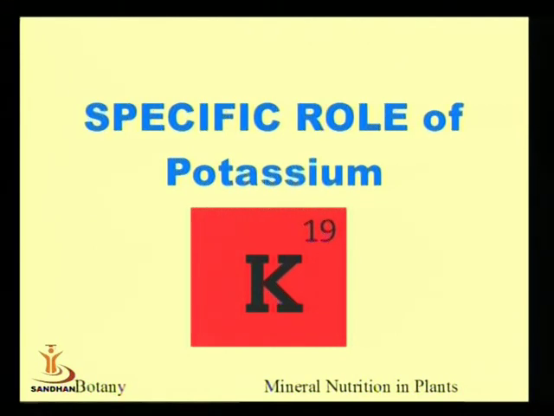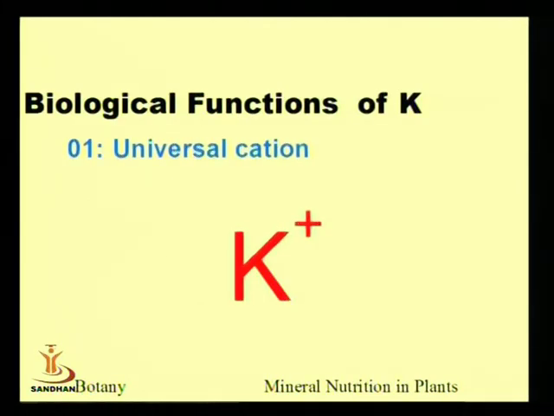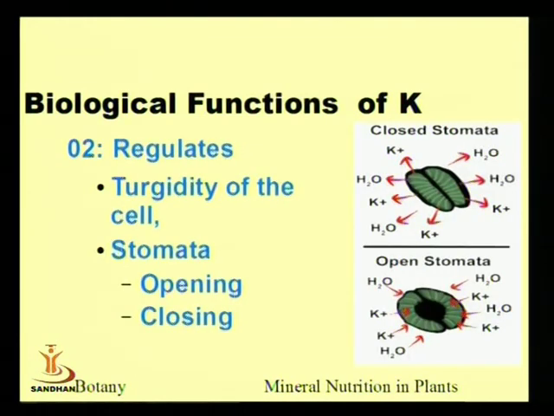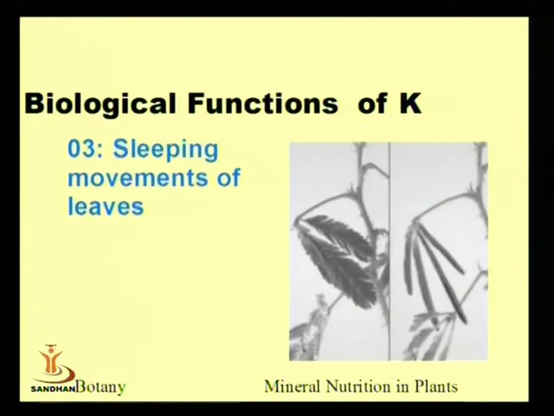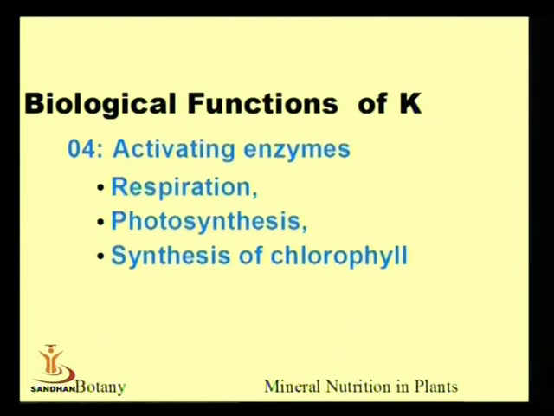Then we are moving toward the next, that is potassium, symbolized by K. Now it is a universal cation, whether it is our body or bacteria, microorganism or plant. It is a universal cation which is essential for ionic balance. So the first role is ionic balance. It regulates the turgidity of the cell, and you know turgidity is very important for opening and closing of the stomata. Then sleeping movement of the leaf will be maintained with the help of potassium.